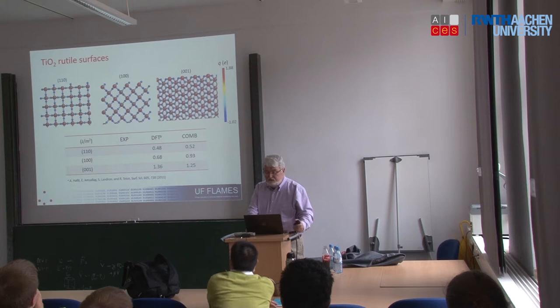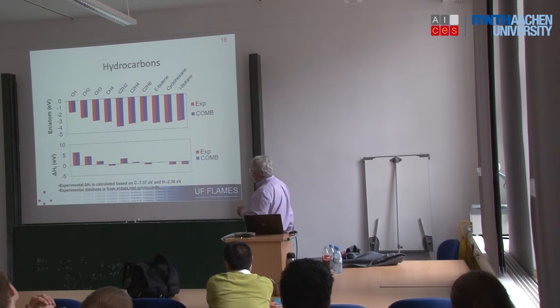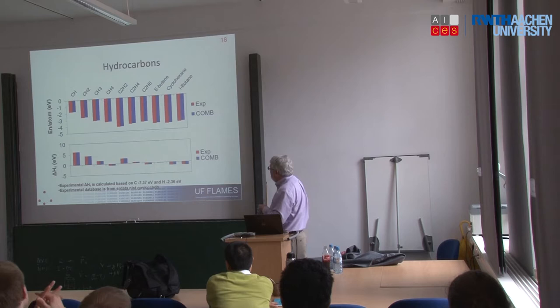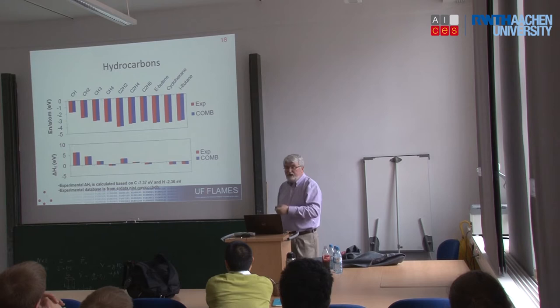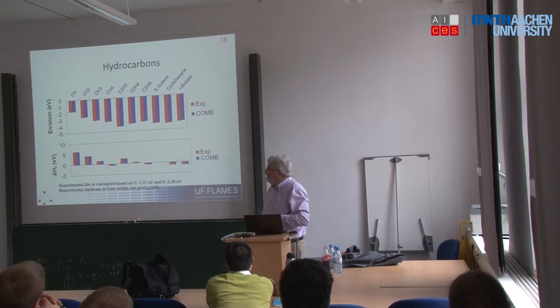What do we have here? We have some surface energies. I won't go into those. Here are the heats of formation of some hydrocarbons. Just look at this figure here. This is the heat of formation of these various molecules here from experiment and from COMB. And you can see they match up very, very nicely. So we can actually reproduce these experimental values. And that's part of the fitting process, it's part of the training of the potential, to get those kind of numbers right.